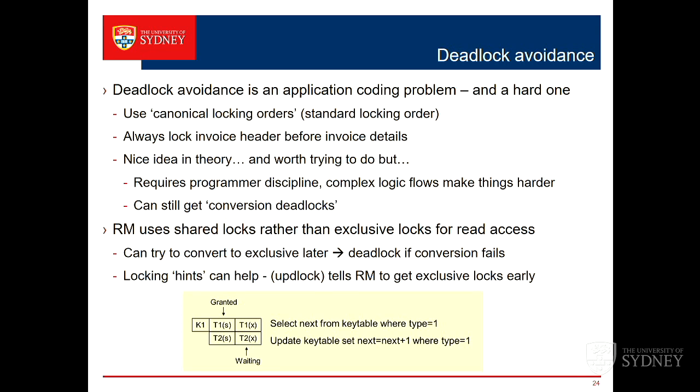And if you do that, then no one's ever going to have a deadlock on that invoice area. If two people want to work on the same invoice, one will get the header lock, the other one will not. And when the first one is finished with it, the second one can go and process the invoice. So by putting in a rule saying you must always get your locks in this order, you've avoided that particular source of deadlocks. It's a nice idea in theory, and definitely worth trying to do as a set of rules.